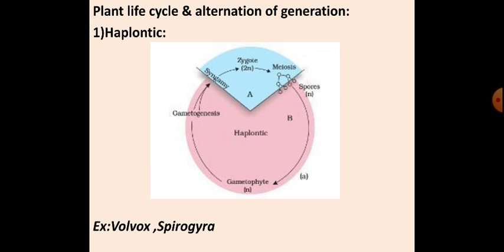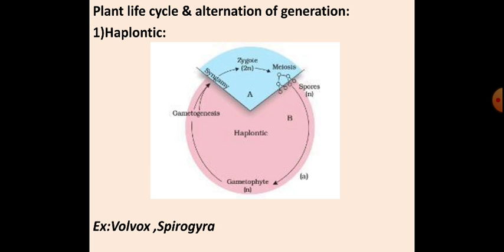Meiosis in the zygote results in the formation of haploid spores. The zygote will undergo meiotic division and form the haploid spores. Then these haploid spores divide mitotically and form the gametophyte. See the diagram, in the diagram you can understand what the haplontic life cycle is. The sporophytic generation is represented by the one cell zygote.